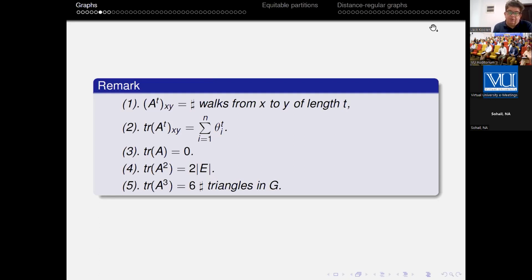There's a mistake here. The trace of A^T, the XY should not be there. I'm sorry, I forgot to remove it. You're right.